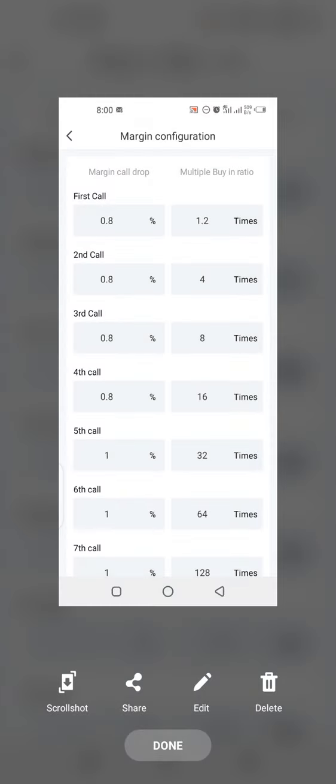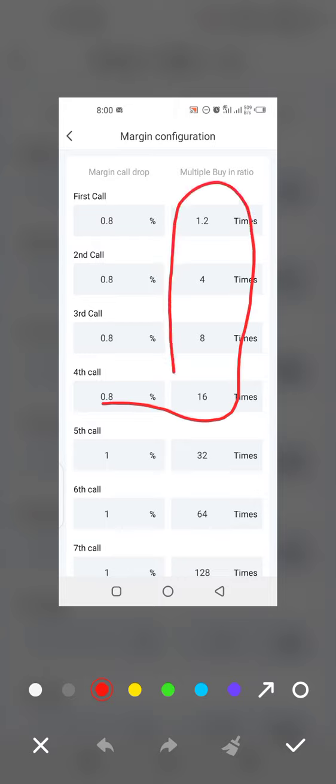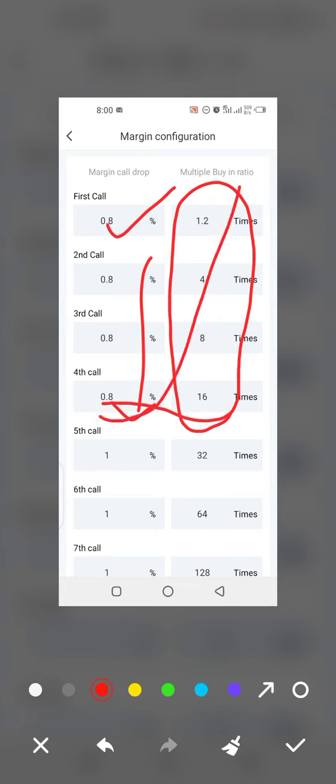Now, when it comes to the margin call configuration, I want everybody to understand how the robot sells. When the robot comes to sell, it sells all these four at once. For example, when the market rises, it can sell this alone. Yes, it can sell it alone. But if it has bought all the four and the market rises, it sells all these four at once.